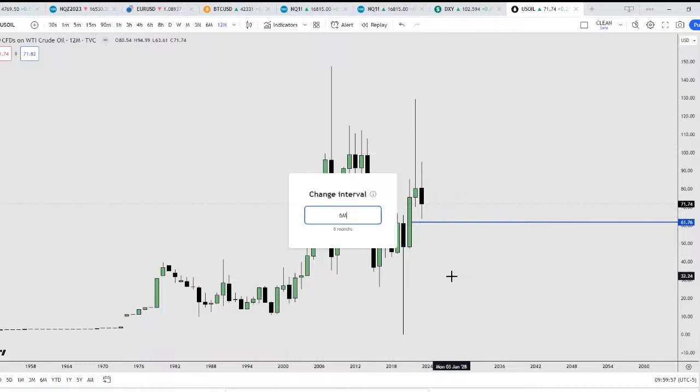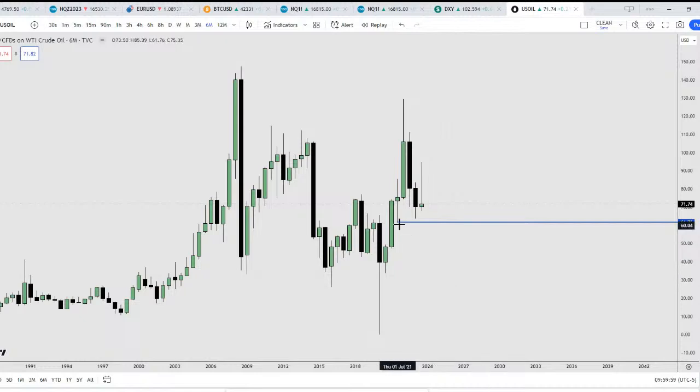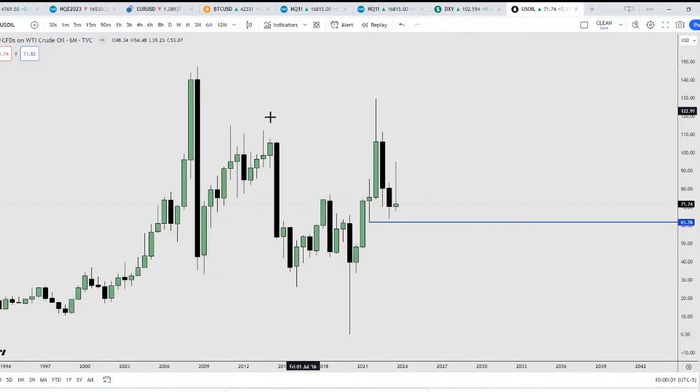So let's head over to the 6 months. So best case scenario, if you're bullish on oil, which I am, I would like to see a stop hunt down here. I mean, stop hunt below this low, and then reverse from here onwards.